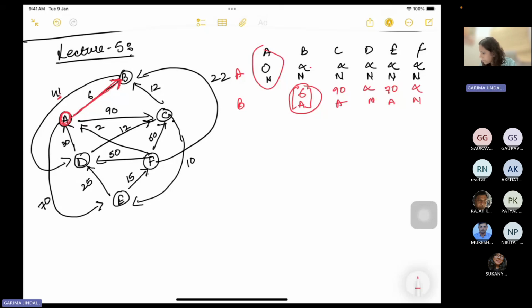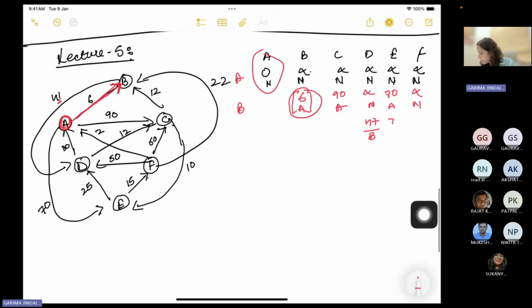Now in the next step, we have 47 till D, and we are trying to reach from B. Then what are the other nodes that can be reached from B? I think there is no other node. So now these are the current costs we have: 70 from A, 90 from A, and 47 from B. I hope this calculation of 47 is clear to everyone.